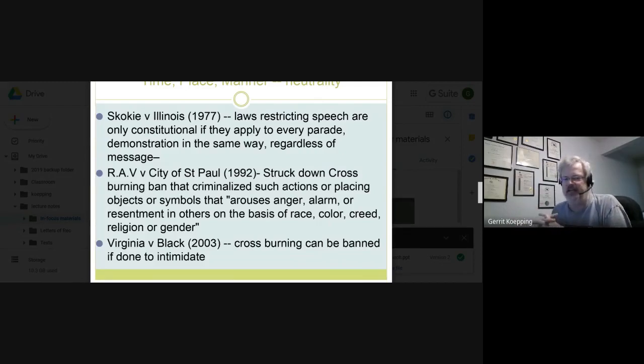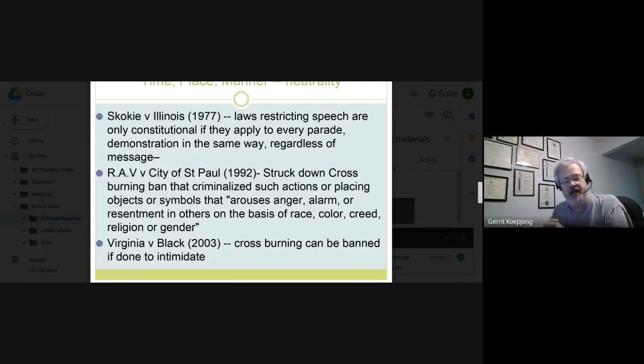race. But let's say there's a group that's arousing anger and alarm on the basis of, say, age, that would be allowed, or sexual orientation. Right. So the idea is the government in the city of St. Paul is attempting to discriminate between which messages it will support and allow and which messages it won't. And the court struck that down.